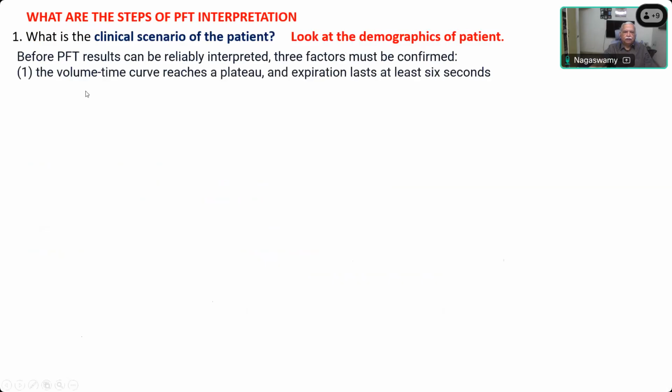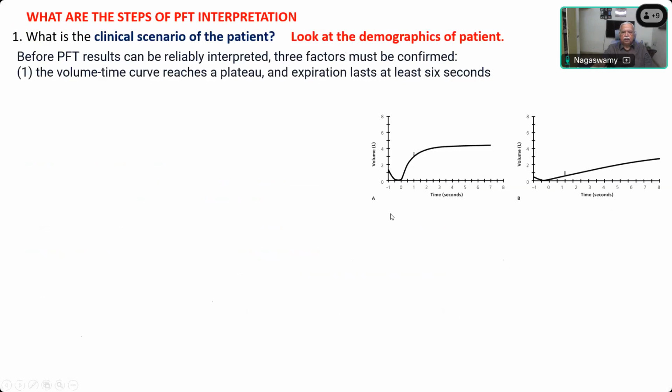The first one is the volume time curve. All of you know how a volume time curve is plotted? All of you would have seen that in the books, isn't it? The expiration should last at least 6 seconds when you do the volume time curve. This is how the volume time curve looks. This is the normal curve. You can see the patient starts breathing out, and after the initial rise in the volume, it reaches a plateau, and the exhalation goes on up to 6 seconds in a plateau fashion.